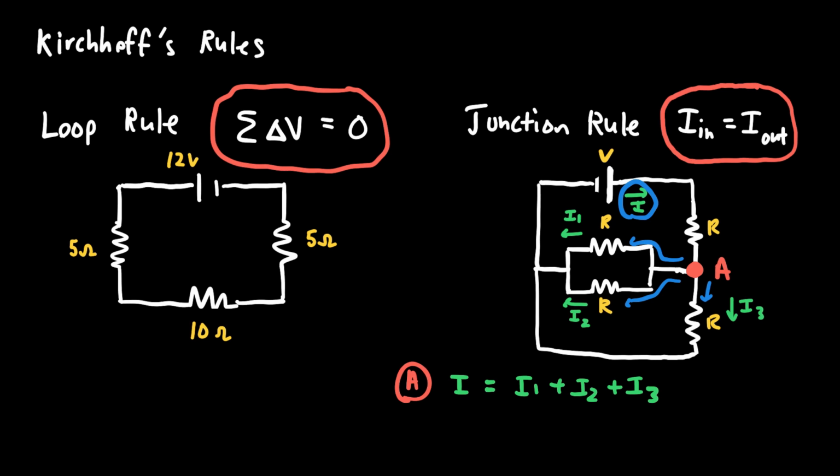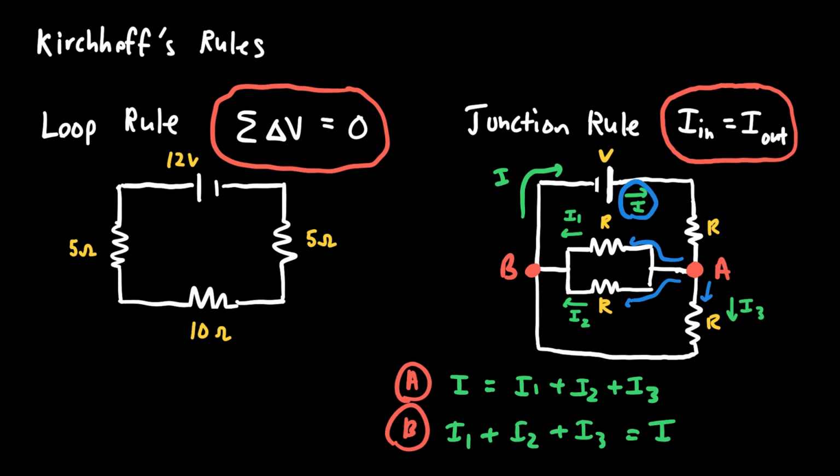And another reason why I know that's true is because if I look at junction B, all of the currents coming into that would be I1, I2, and I3. And it is all of those currents added up together that needs to go back into the battery, and that current should be the same as the current that comes out of the battery, which is equal to I. So at a junction, the currents going in is equal to the currents coming out.